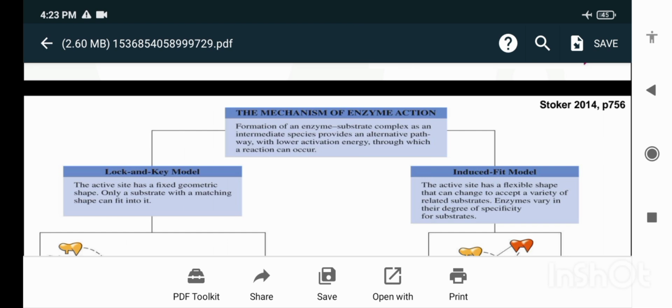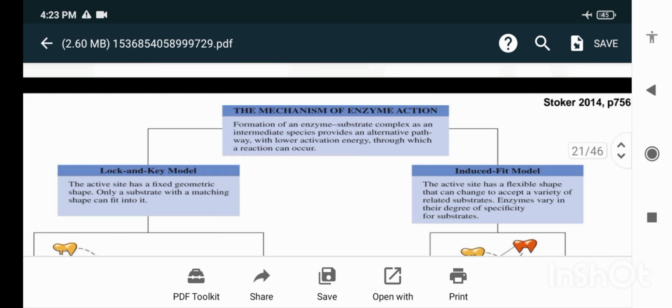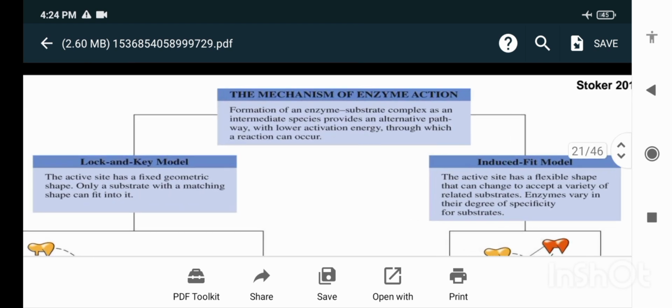Mechanism of enzyme action. Formation of an enzyme-substrate complex as an intermediate species provides an alternative pathway with a lower activation energy through which a reaction can occur. The first model is the lock and key model, and the second is the induced fit theory.